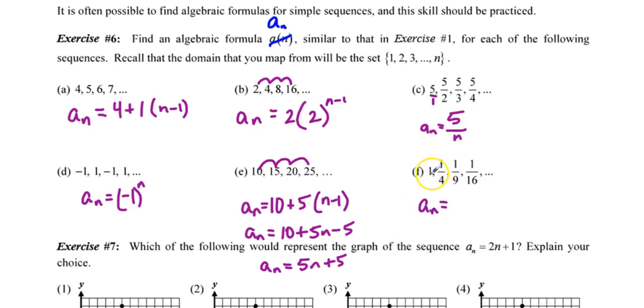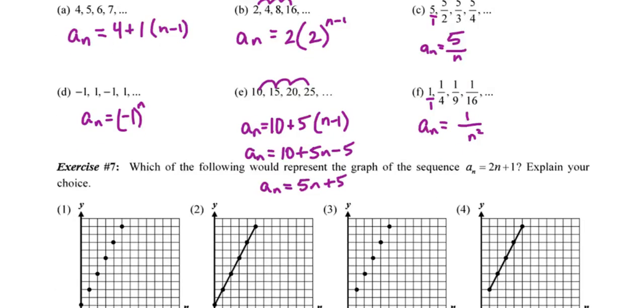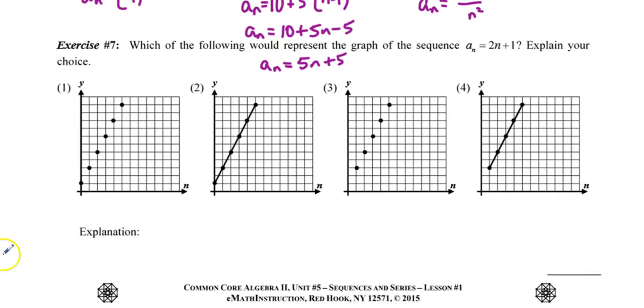And finally, it's the pattern. The denominators are all squares, including the first one. So 1, 4, 9. The numerators are all 1s. So it's n squared.